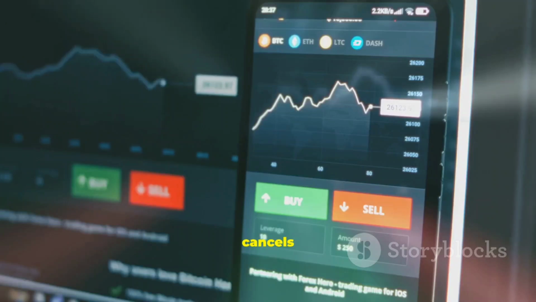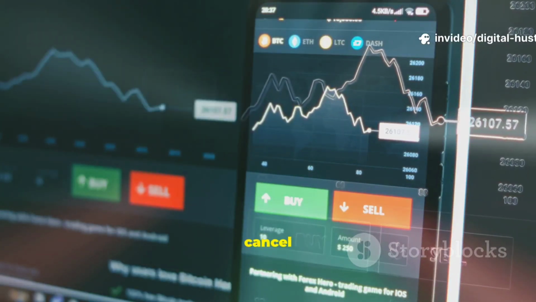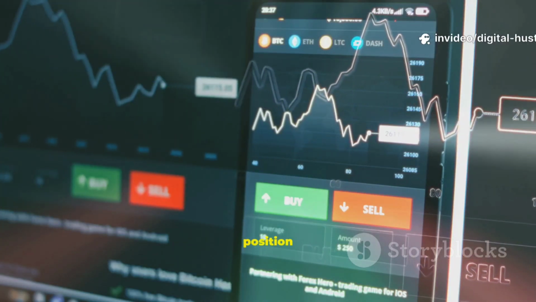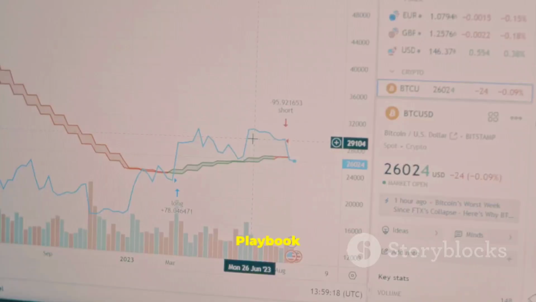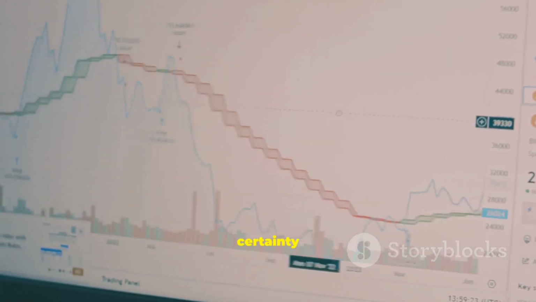This automatically cancels the second order when the first is triggered. If you can't, you must be ready to cancel it manually. The biggest risk is the whipsaw, so using a very small position size is mandatory. Playbook B is the wait and confirm, a conservative strategy valuing certainty over speed.